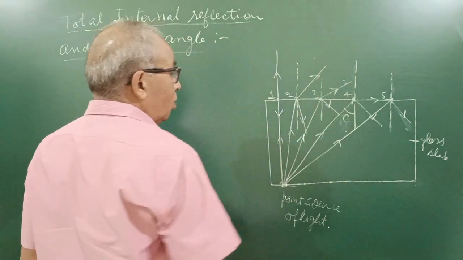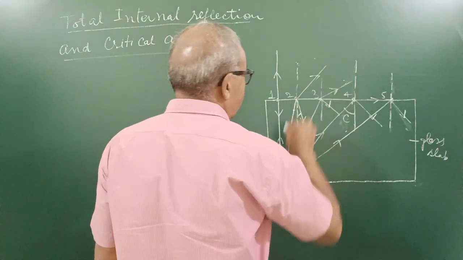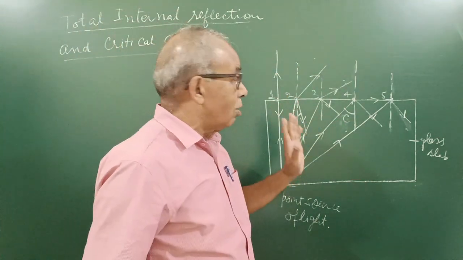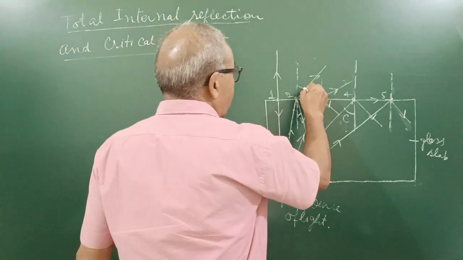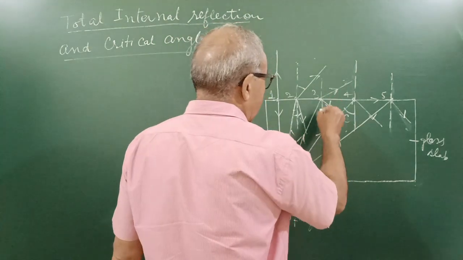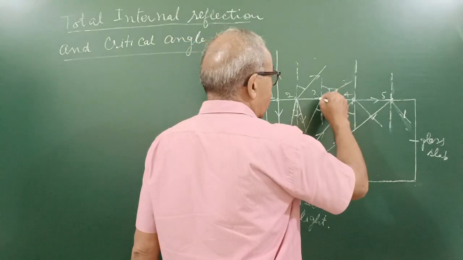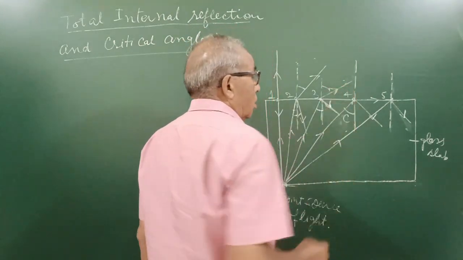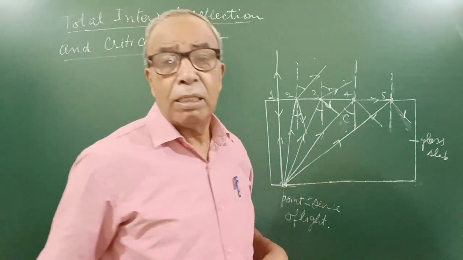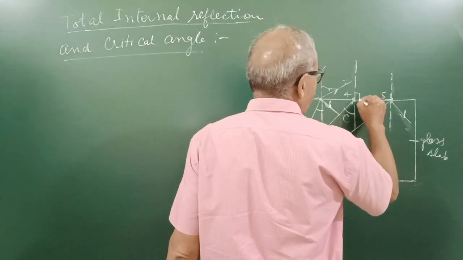This dotted line is the normal. So it gets reflected making the same angle, and it also goes out refracted. Here it is glass, and here it is air. Light going from glass to air bends away from the normal, so the angle of refraction is greater than the angle of incidence. Now if we keep increasing the angle of incidence, at point 3 the angle of refraction increases and the ray is also reflected back internally. At point 4, the angle of incidence, which I have marked as C, is such that the angle of refraction becomes 90 degrees.